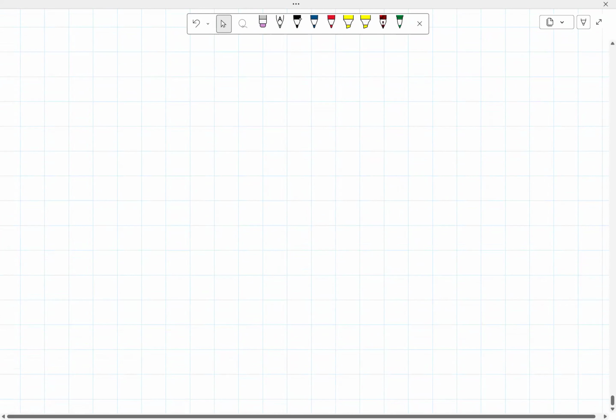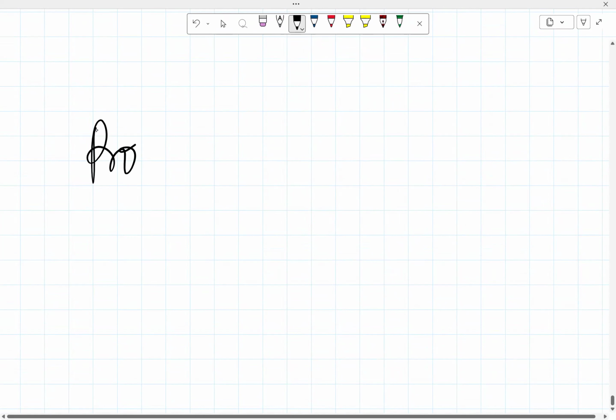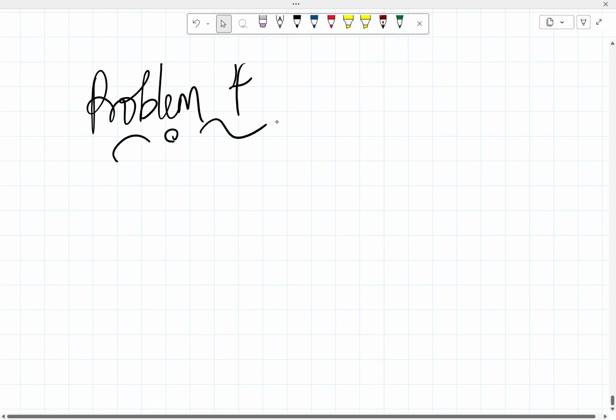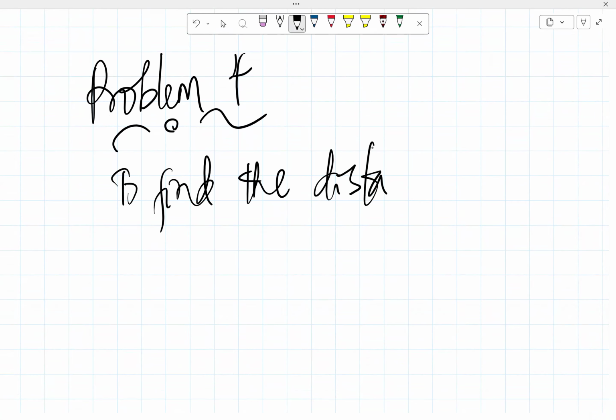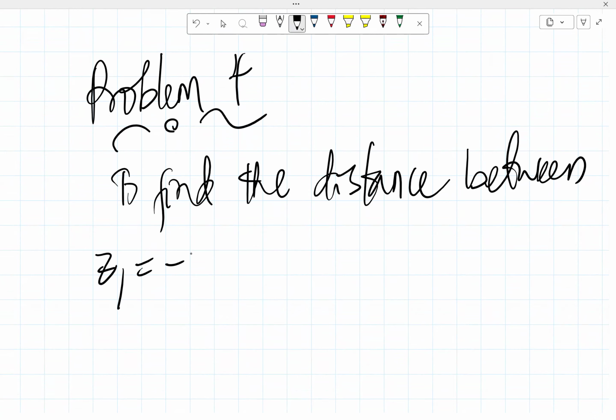So question 4, problem 4. To find the distance between Z1, which is equal to minus 2 minus 3i, and Z2, which is 4 plus i.